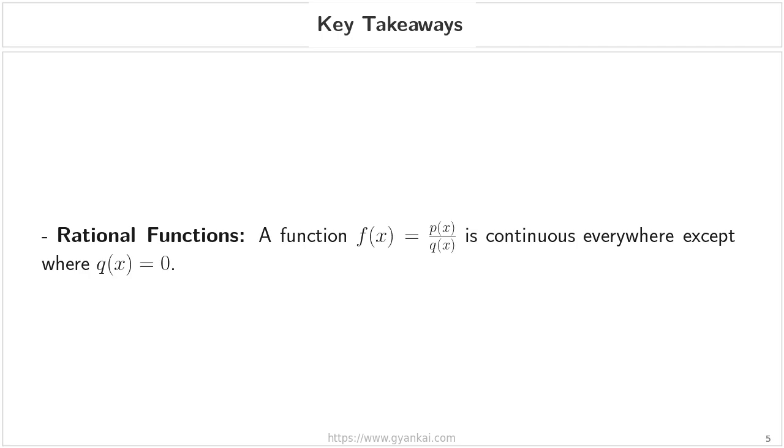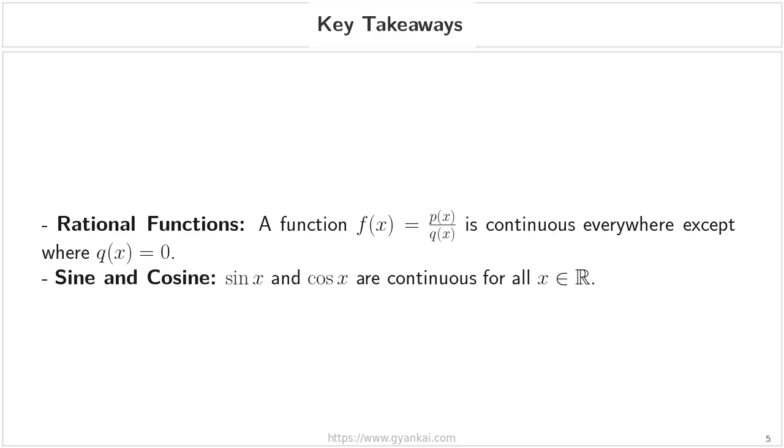To wrap up our lesson, let's review the key takeaways to ensure you have a solid grasp of these concepts. First, regarding rational functions, remember that a function f of x, defined as the ratio of p of x over q of x, is continuous at every point in its domain, except for the specific values where the denominator, q of x, equals 0.